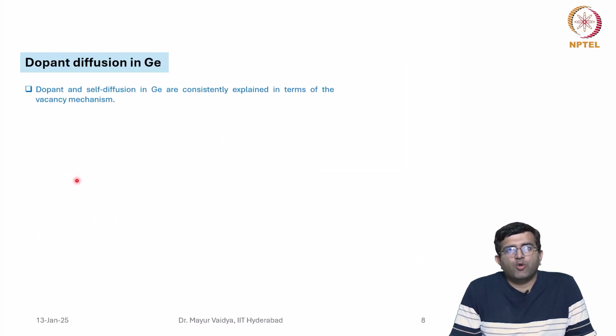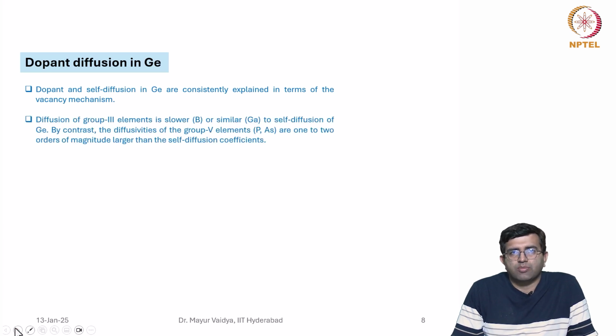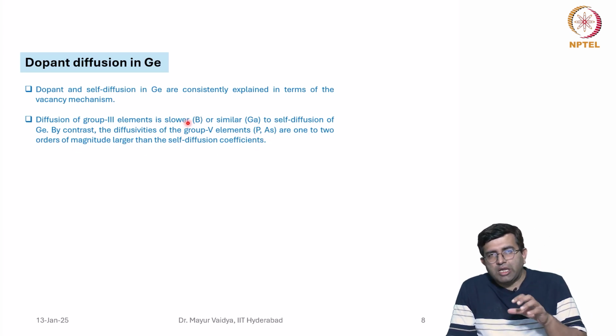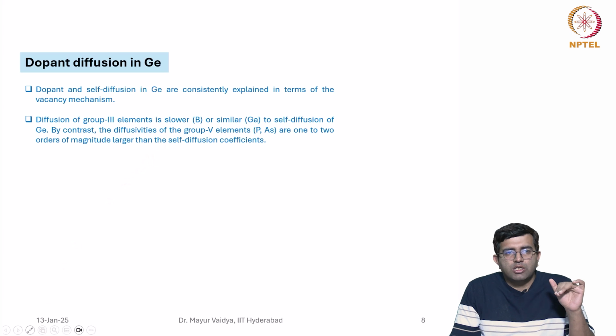Now, let us talk about dopant diffusion in germanium. Dopant and self-diffusion in germanium are consistently explained in terms of the vacancy mechanism. We saw in the previous lecture that self-diffusion in germanium also predominantly happens by the vacancy mechanism. Diffusion of group 3 elements, boron and gallium, is slower or similar to self-diffusion of germanium. By contrast, the diffusivities of group 5 elements, phosphorus and arsenic, are 1 to 2 orders of magnitude larger than the self-diffusion coefficient. So, in germanium, the group 3 elements diffuse slower than germanium self-diffusion, whereas the group 5 elements diffuse faster.